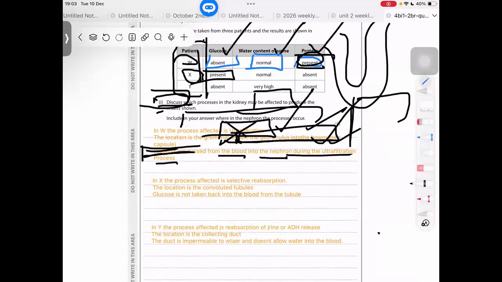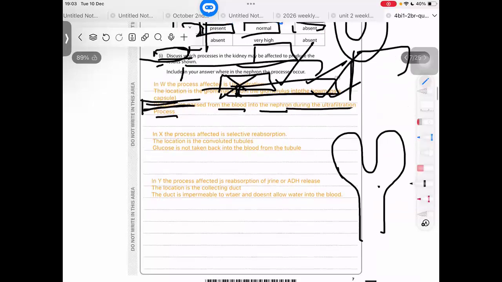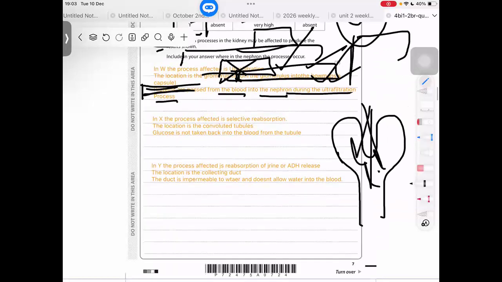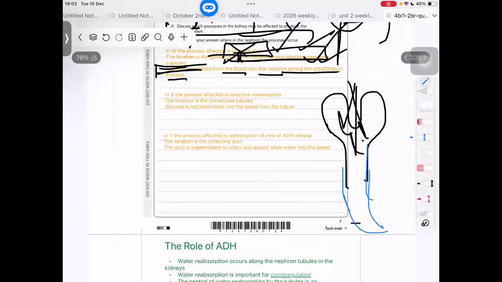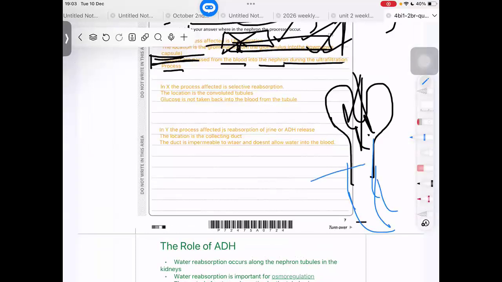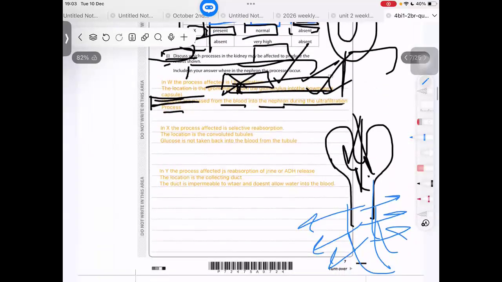Okay. Then you can say in patient X, right? Glucose is present, but water content is normal and proteins are absent. So glucose, anyway, you know, during the ultrafiltration process, glucose enters the nephron. But glucose doesn't remain in the nephron for a long time. Why? Because it's selectively reabsorbed back into our blood. But if glucose is present in our urine, that means the selective reabsorption process has not taken place, right?